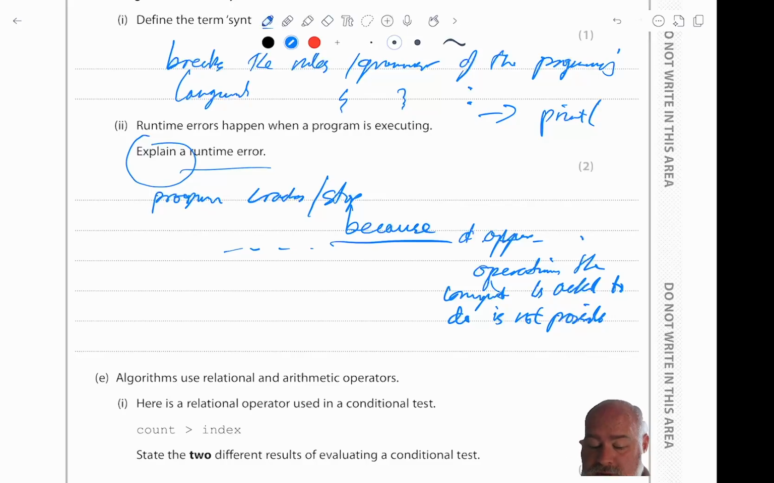Sometimes runtime errors happen because of logic errors, so the program runs technically, but it stops at some point because it can't complete. It could be a loop that never stops because a condition can never be met.